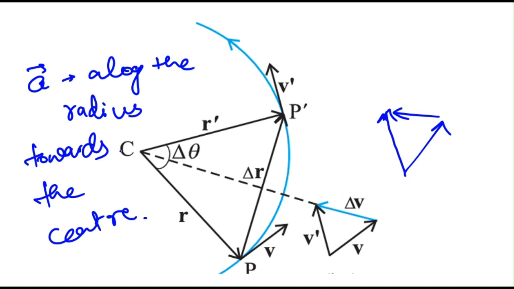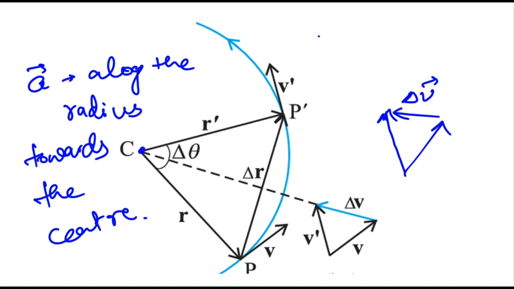inward in the sense with reference to this point. So first, the direction of change of velocity is radial. Second, it is towards the center. Let's move on and go for its magnitude.